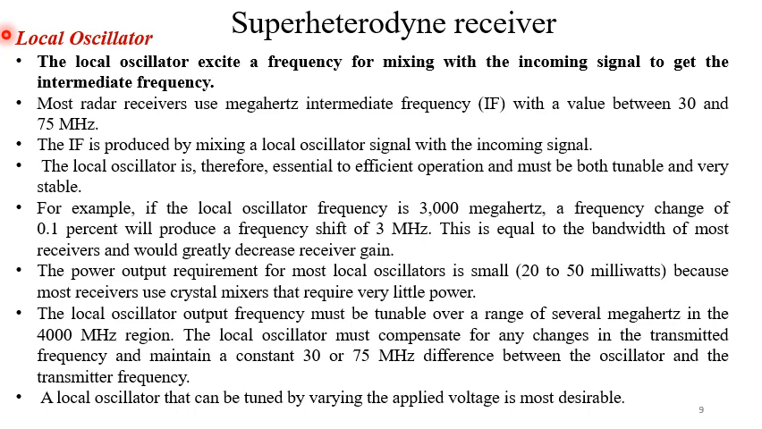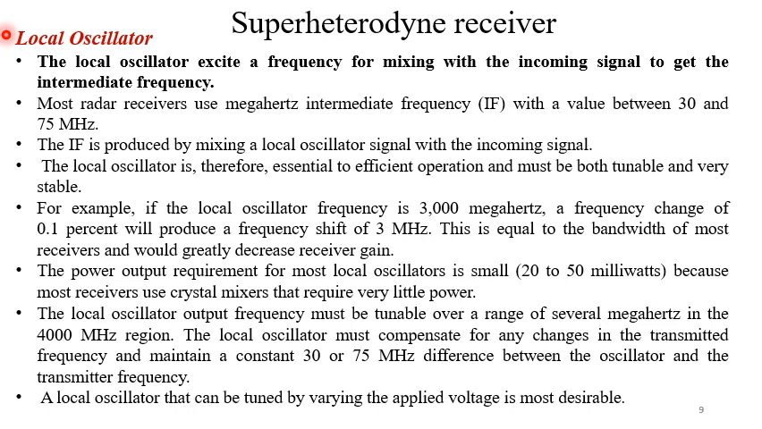For example, if the local oscillator frequency is 3000 megahertz or 3 gigahertz, a frequency change of 0.1% will produce a frequency shift of 3 megahertz. This is equal to the bandwidth of most receivers and would greatly decrease receiver gain. The power output requirement for most local oscillators is small, nearly 20 to 50 milliwatts, because most receivers use crystal mixers that require very little power.